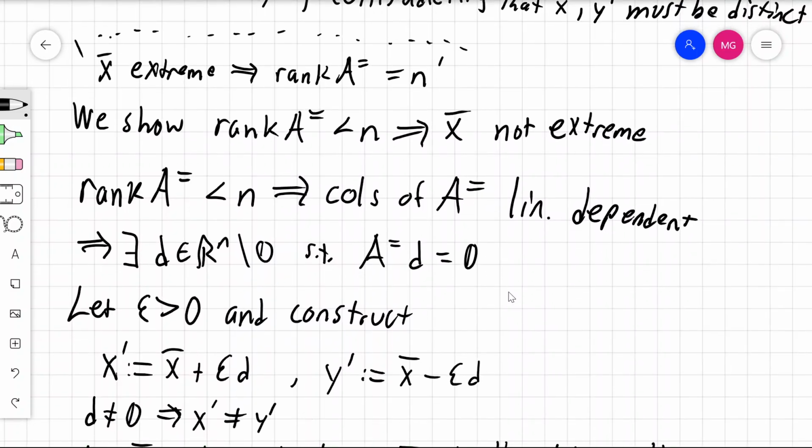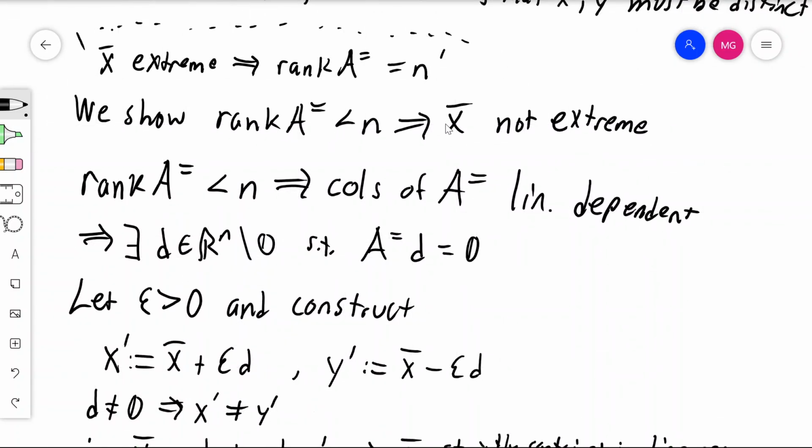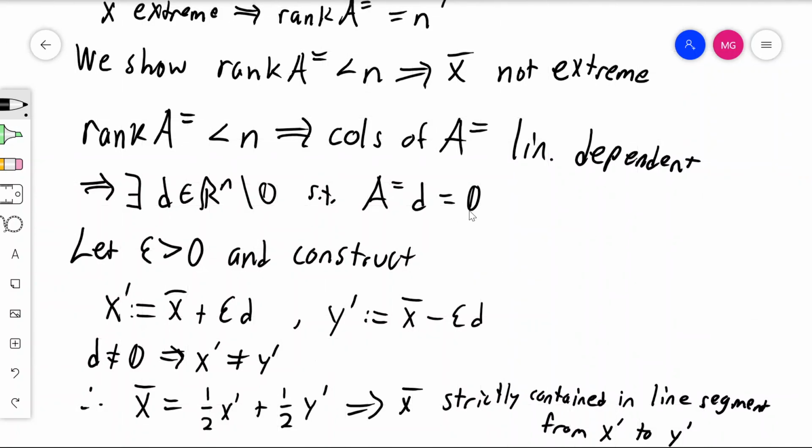So we already showed that if the rank is equal to n, then x bar is extreme. Now if the rank is anything less, then x bar is not extreme. Why is that? Well, if the rank of A equality is strictly less than n, that means the columns of A equality are linearly dependent this time instead. So that means that there's some vector d in Rn, and it's not the 0 vector, such that A equality times d equals 0. In other words, there's some non-trivial vector d in the null space of A equality.